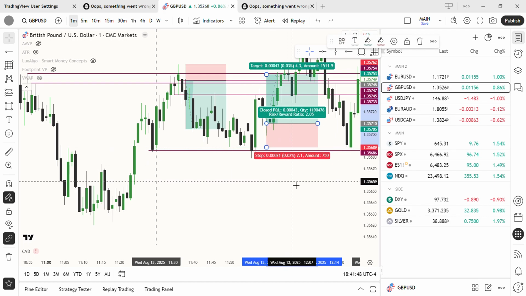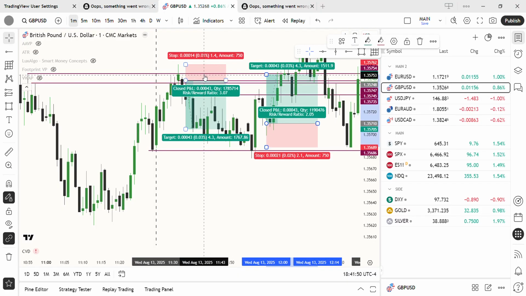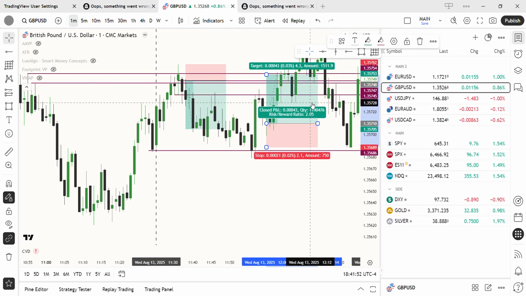Damn. So I mean, it's more likely that I would have skipped this trade and taken this one. So I'm gonna put this second one into my notes. August 13th, 2025. Win the trade. 1 to 2.05 R&R. 2.1 to 4.3 pips.